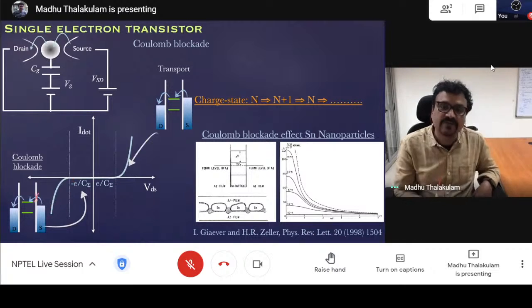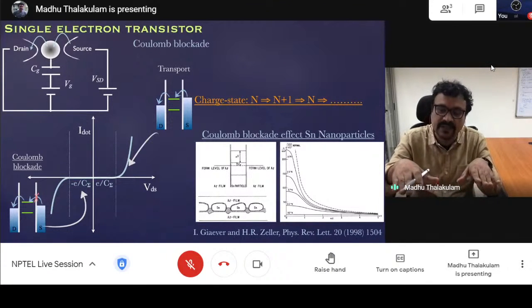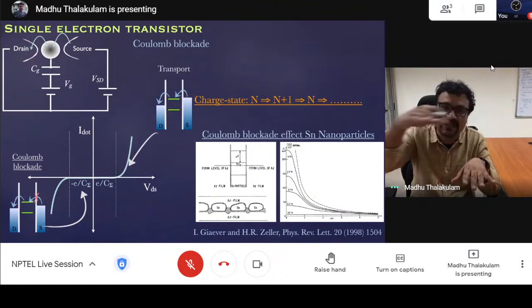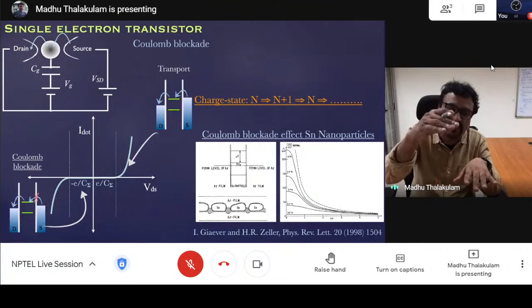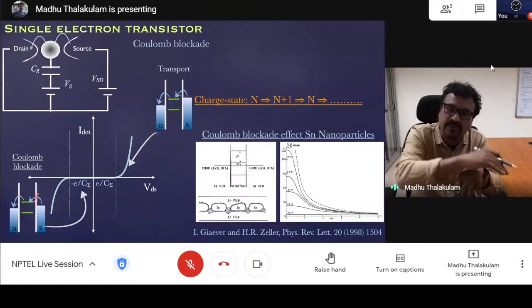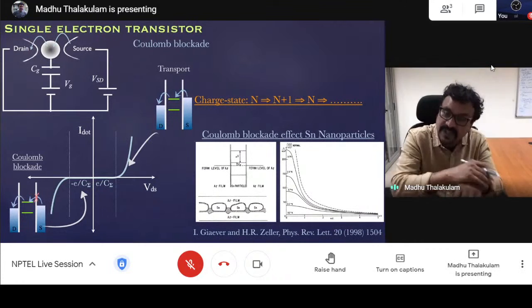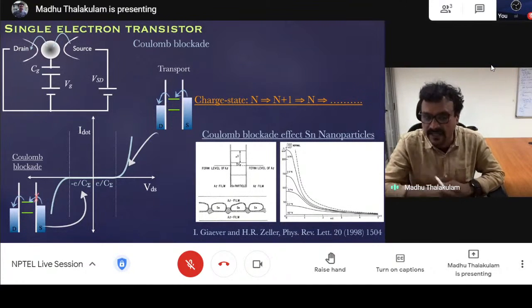Okay, so you start from zero bias, then you rise slowly, but at some point you will reach the voltage level corresponding to the electrochemical potential for the n plus 1 electron. Then the electron can jump onto the dot, then jump off the dot. Again, remember, here also only one electron can tunnel at a time, because the energy required for tunneling two electrons is twice the charging energy. That much you have not supplied.